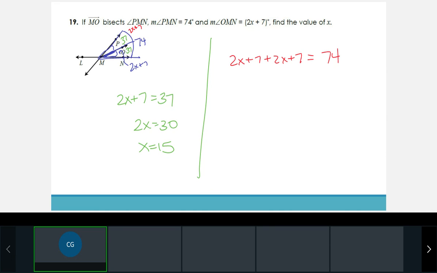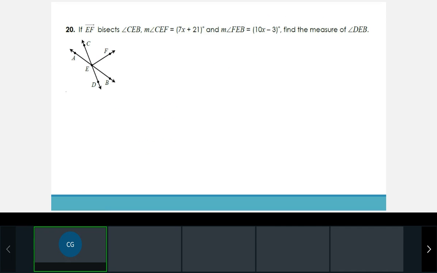Okay, one more. Yay. The last one in the notes here, number 20, says if EF bisects angle CEB. So we're going to find EF in the picture. Here it is. Angle CEB is here. Angle CEB is being cut into two equal parts. So this angle equals this one. Okay, I'm going to get rid of all this mess, but we know this angle equals this angle.